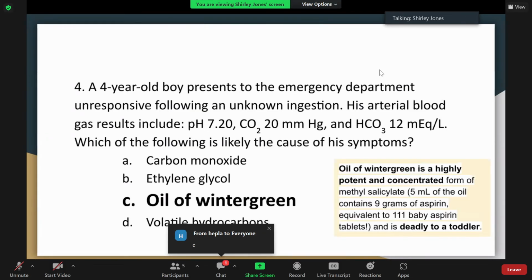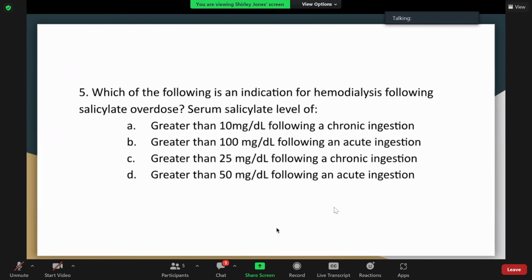So oil of wintergreen is a highly potent and concentrated form of methyl salicylate. And this is pretty crazy, but 5 milliliters of the oil has 111 tablets of aspirin equivalent. So a tiny amount is deadly to a child. Yeah. Tiger balm.